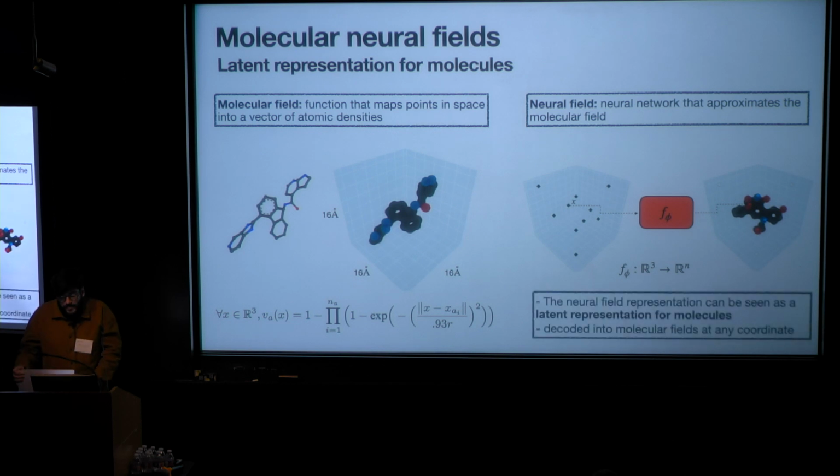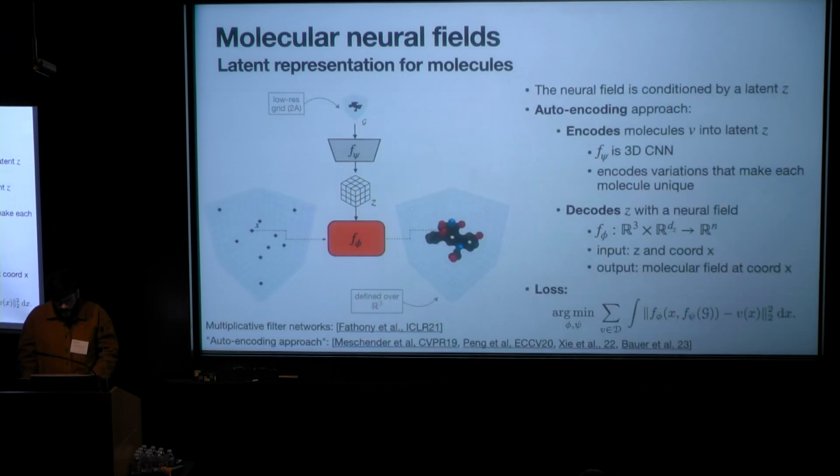In practice, the way we're going to be thinking about this is that the neural field can be seen as a latent representation for molecules. And then we're going to have a latent generative model on top of those neural field representations. So to model a full dataset of molecules, we condition those neural fields on a latent variable z. We use what people in the community call an auto-encoding approach. So we introduce an encoder architecture that will take a molecule and generate this latent space z.